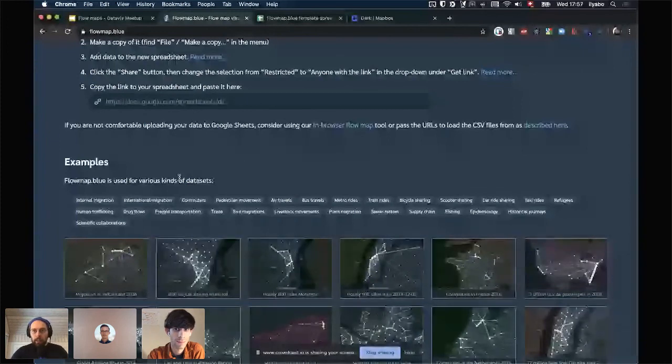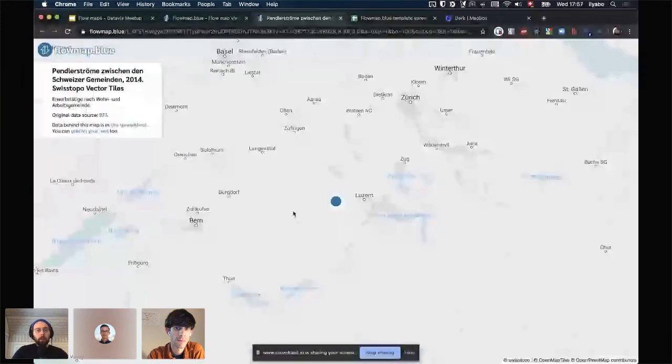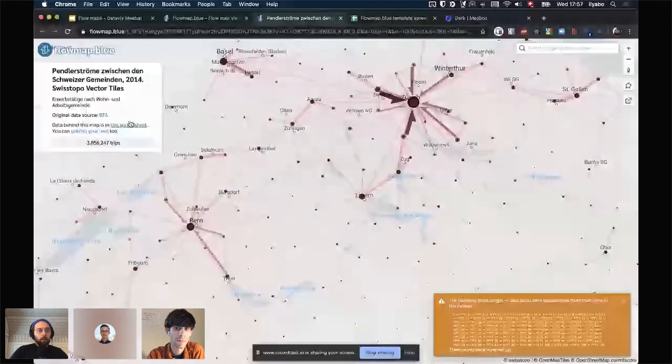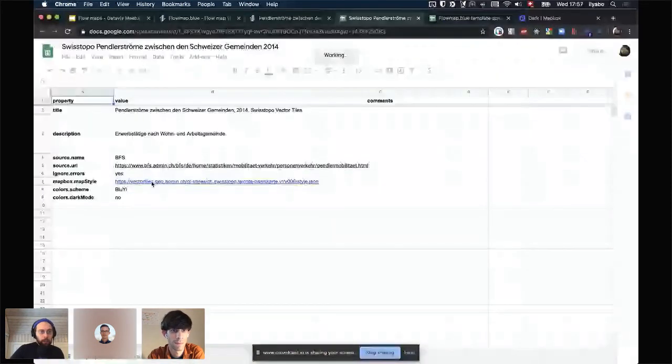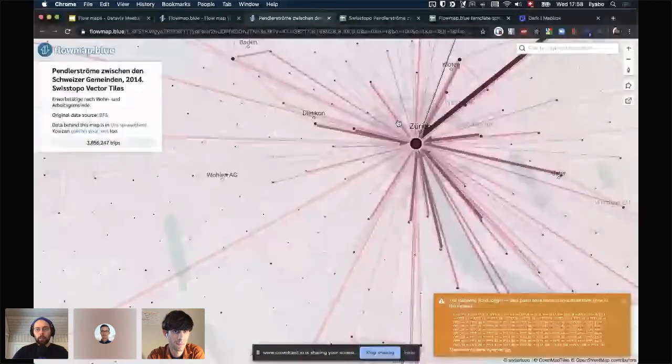Here there are actually a couple of examples. For instance, this one uses the map shapes from Swiss Topo, right? They have an experimental API for vector tiles. You see this URL, it's from geoadmin.ch. And it supports Mapbox style format. That's why you can just paste it here, and it works with Swiss Topo tiles.